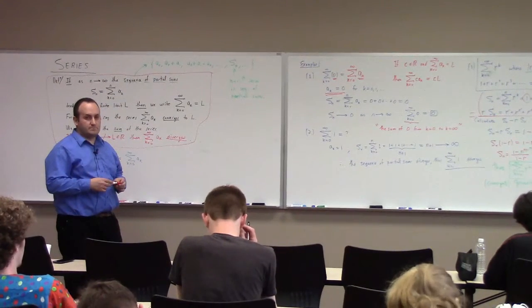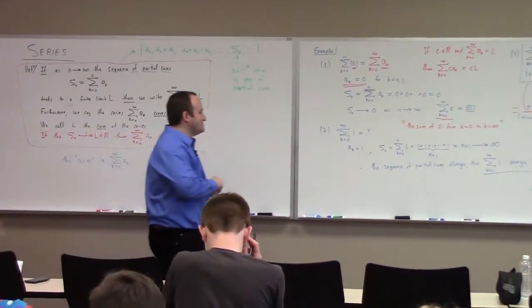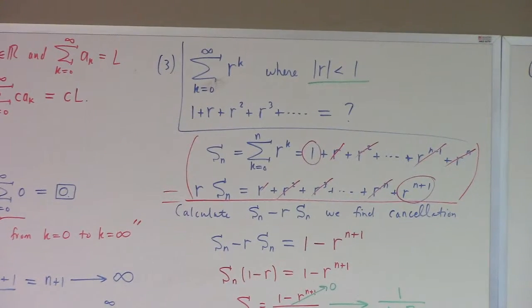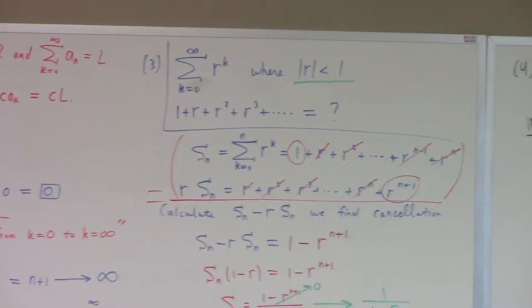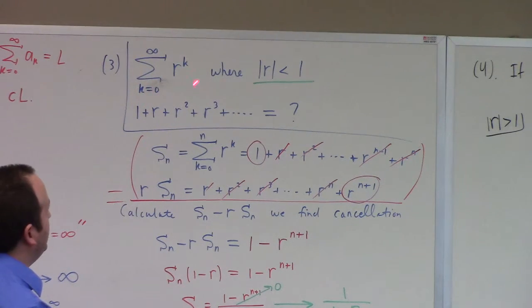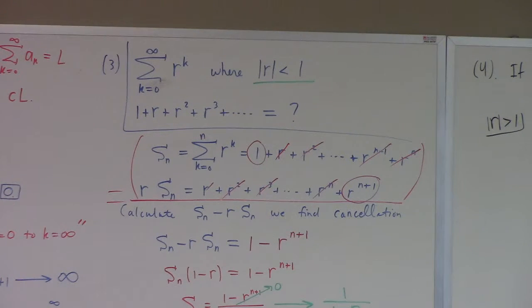Okay? Let's actually look at an interesting example finally. Number 3 is very interesting. In fact, it is exactly one of your homework problems. So here we have the sum k equals 0 to infinity r to the k, where r is a real number whose absolute value is less than 1. In other words, the question is, what is 1 plus r plus r squared plus r cubed plus dot, dot, dot equal to?